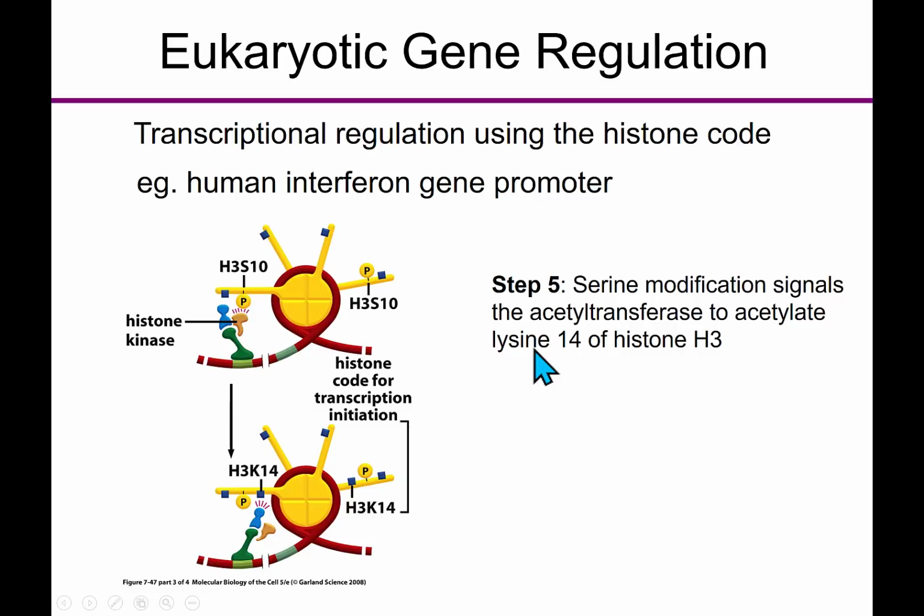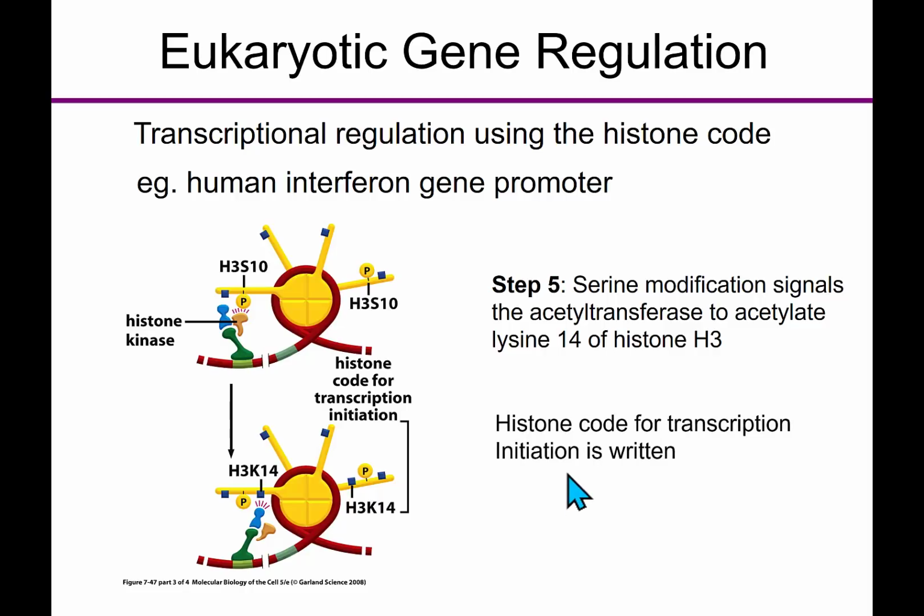Serine modification signals the acetyltransferase to acetylate lysine 14 of histone H3. So after you add the phosphate groups, now the acetyltransferase can add on the acetyl group to H3K14 and the other H3K14. Now, the histone code for transcription initiation is written. You have modified the tails. You are done writing the code. So if you're done writing the code, well, there has to be a code reader.